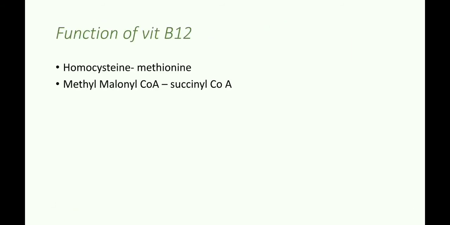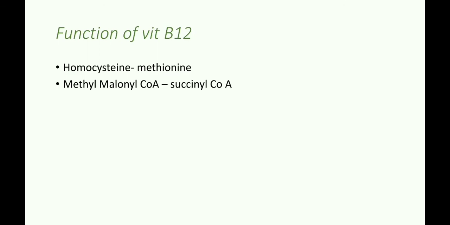So we have found that megaloblastic anemia is caused due to the deficiency of vitamin B12 or folic acid. So now let us see what are the functions of vitamin B12. Vitamin B12 is required for the conversion of homocysteine to methionine and methylmalonyl coenzyme A to succinyl coenzyme A. So here what happens if there is no vitamin B12? Both these conversions will be disrupted.